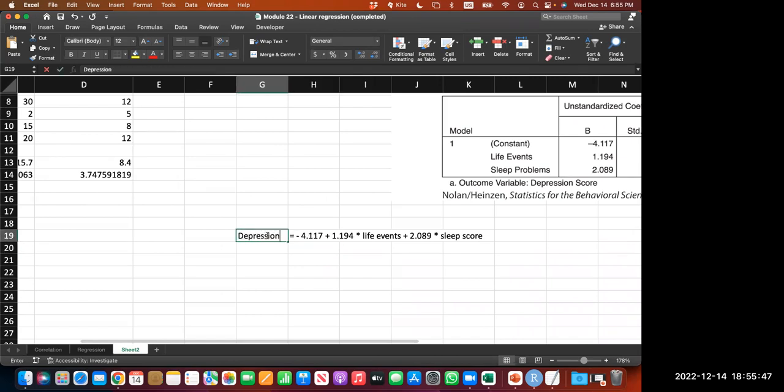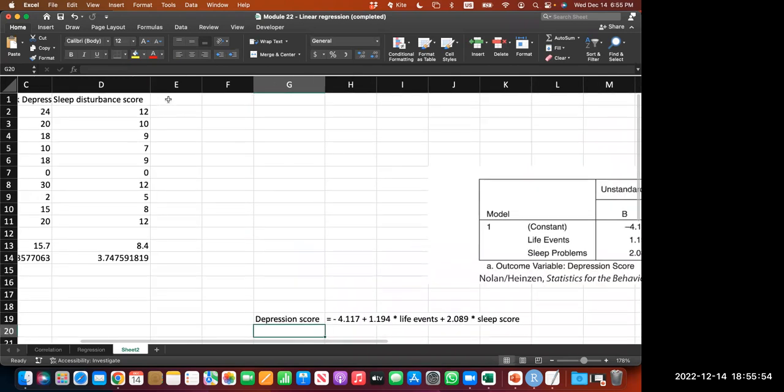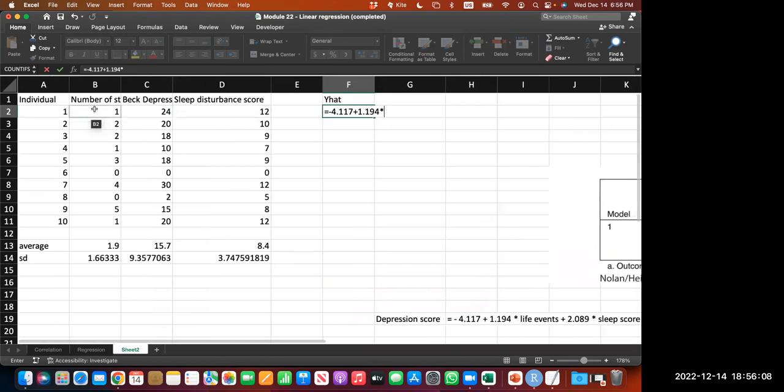So it's nice, right? Essentially you can use your insights from your population to calculate your y hat now. And this is now minus 4.117 plus 1.194 multiplied by life events, which is in column B, plus 2.089 multiplied by D2. So that's your y hat.